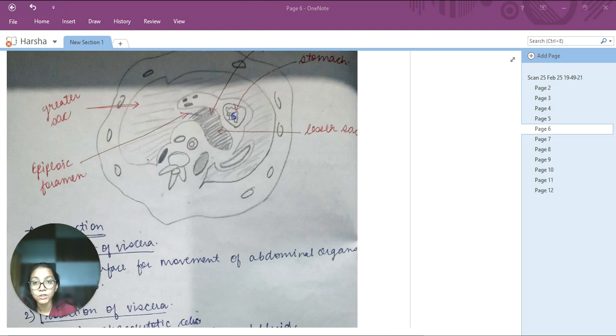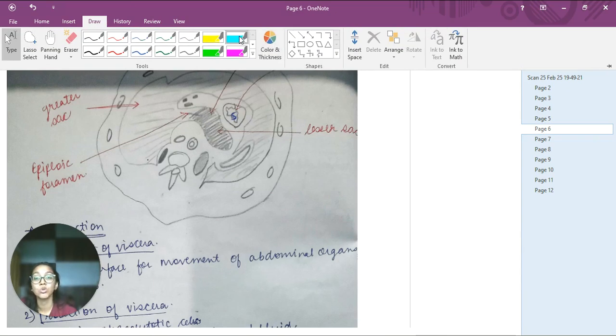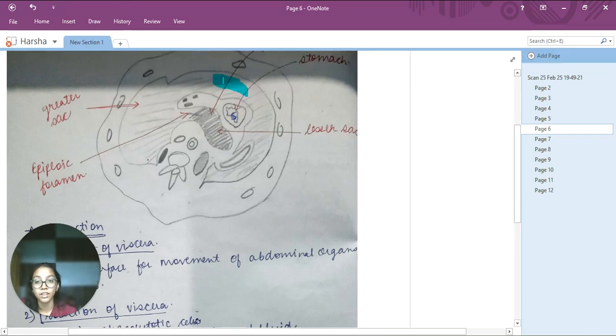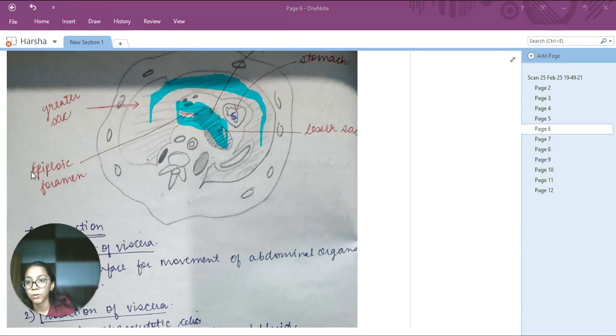The part that is present in front of the stomach is known as what? It is known as the greater sac. That is why this entire big area is the greater sac, while the area that is present behind the stomach is known as lesser sac. So the smaller area over here is the lesser sac. Now these two sacs are communicating with each other through this epiploic foramen which is present over here.